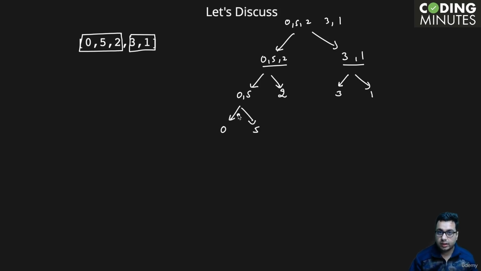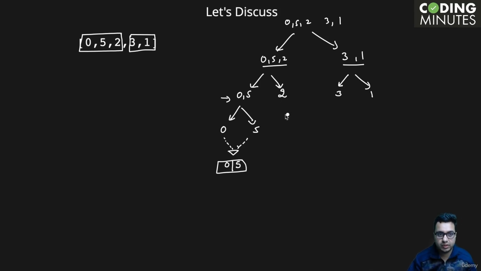Now you may ask, what next? The next step is to do the merging. We'll merge 0 and 5. They will get merged and be placed here, but I'm drawing it separately so that I don't overwrite my original drawing. So while merging 0 and 5, will they form an inversion? The answer is no. 0 is coming before 5 and 0 is less than 5. So we will have a 0 here and a 5 here.